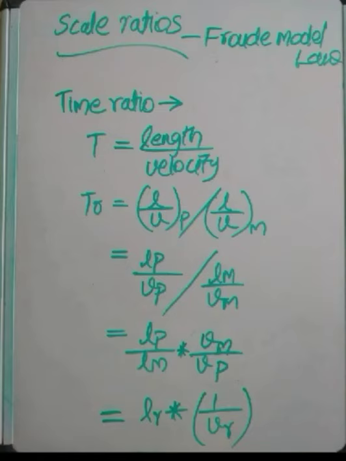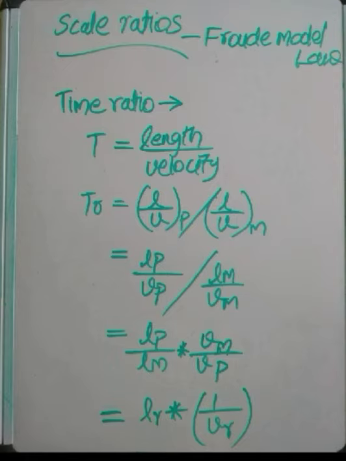So we know time is equal to length divided by velocity. Scale ratio for time period can be written as Tr, which is equal to the time period of prototype divided by time period of the model, and it can be written as L by V of the prototype divided by L by V of the model. On rearranging, we will get Lp divided by Lm into Vm divided by Vp.